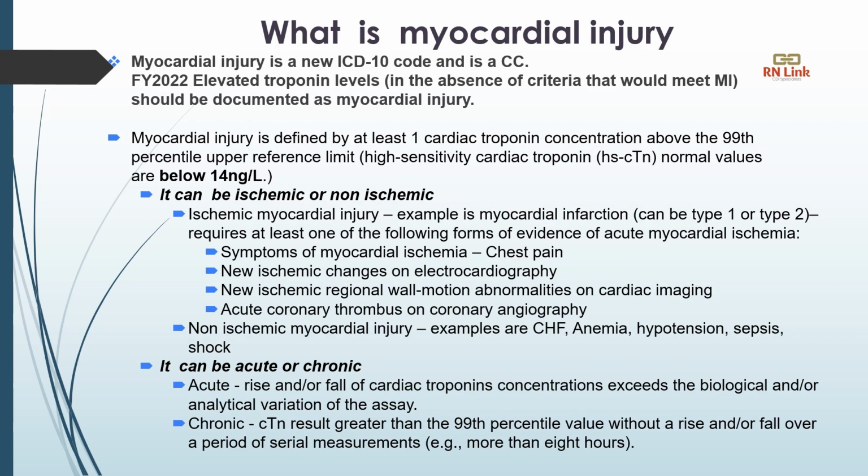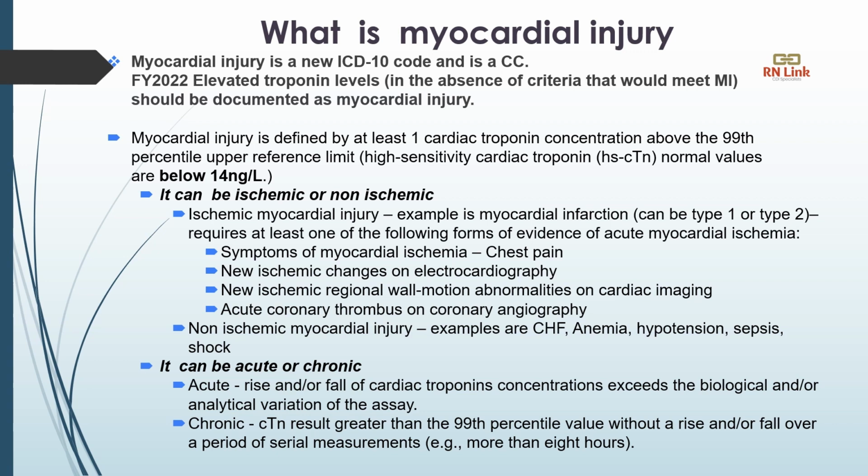Myocardial injury is a new ICD-10 code and is a CC on fiscal year 2022. Elevated troponin levels, in the absence of criteria that would meet MI, should be documented as myocardial injury. Myocardial injury is defined by at least one cardiac troponin concentration above the 99th percentile upper reference limit. For high-sensitivity cardiac troponin, HSCTN, normal values are below 14 ng/L. It can be ischemic or non-ischemic.